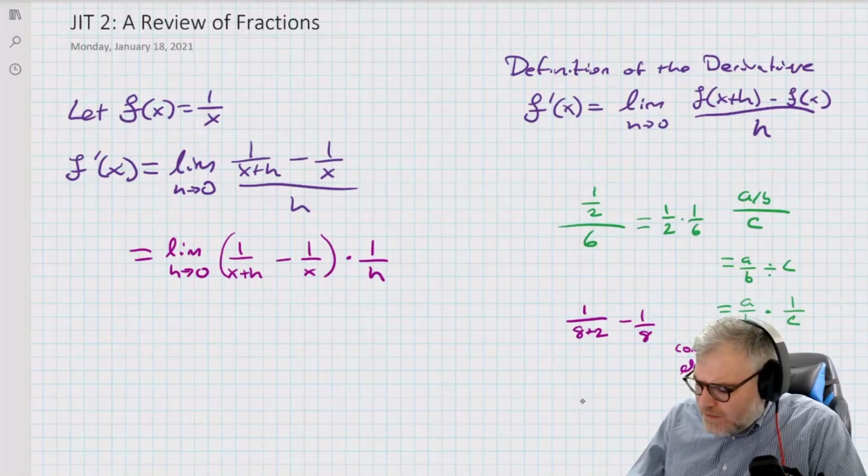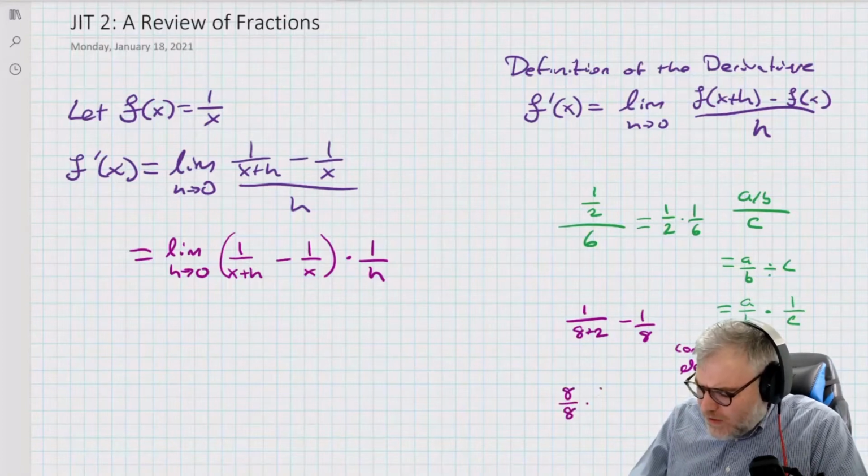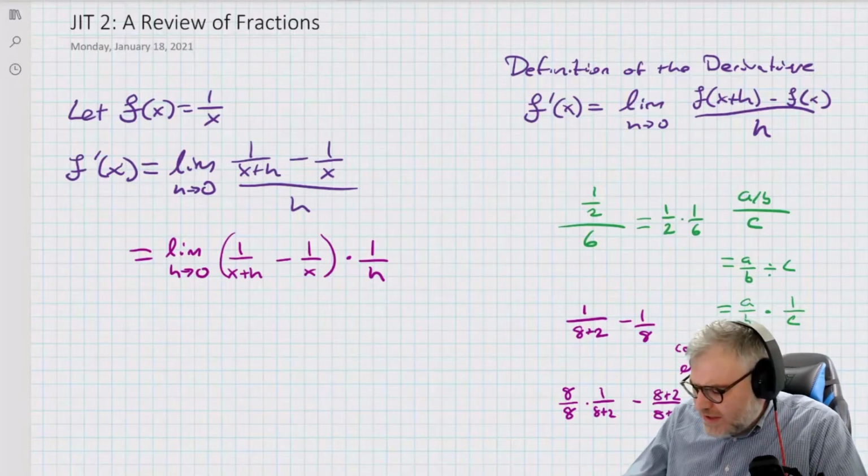So I'm going to multiply both sides. I'm going to multiply this by 8 over 2 over 8 over 2, and this one by 8 over 8. So I'm going to wind up with 8 over 8 times 1 over 8 plus 2 minus, and then I'm going to multiply by 8 plus 2 over 8 plus 2. You want to make it 10, but the reason I'm doing that is just to show you that it's the exact same thing.